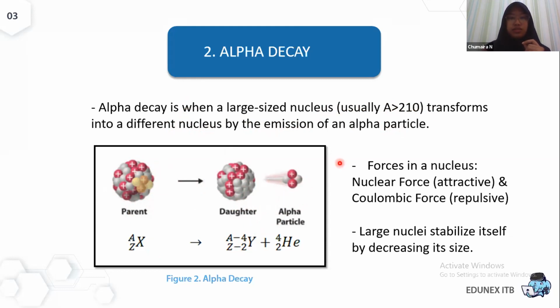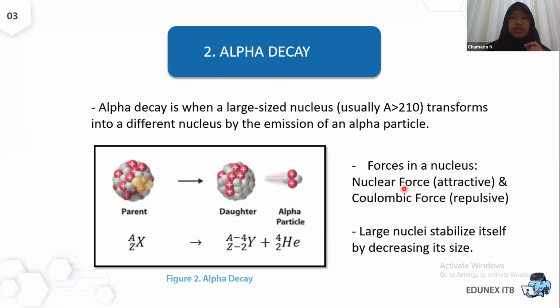So now a question arises. Why does alpha decay only happen for large size nuclei? The answer is none other than the nature of the forces inside the nucleus. So inside the nucleus, there is the nuclear force, which is the attractive force between the protons and neutrons. And then there is the Coulombic force, which is the repulsive force between the protons. The neutrons do not experience the Coulombic force because they are neutral.